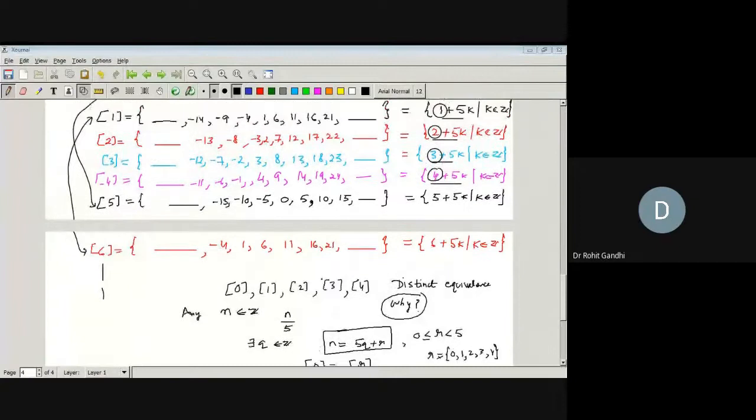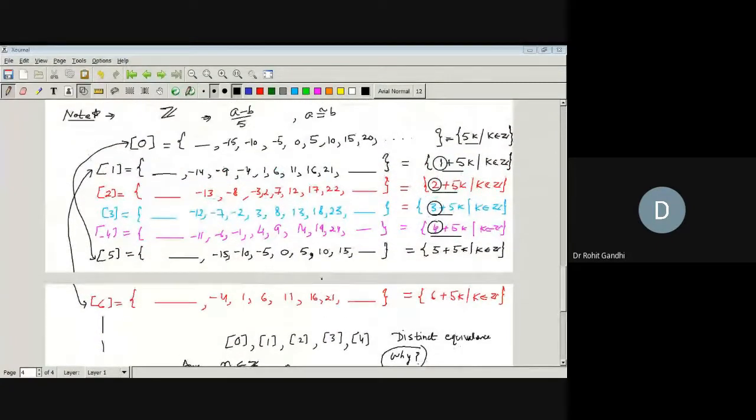Yes. What we are observing is that the equivalence classes are repeating after some time. If I take integers, suppose here we have taken 0, 1, 2, 3, 4, then the equivalence class of 5 is equal to 0. Equivalence class of 6 is equal to 1. If I go further, equivalence class of 7 is equal to 2, and the equivalence class of 8 is equal to the equivalence class of 3.